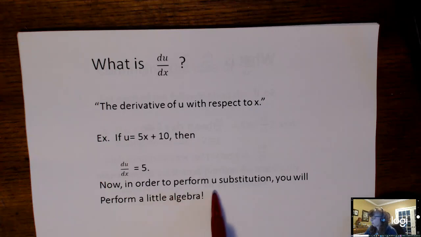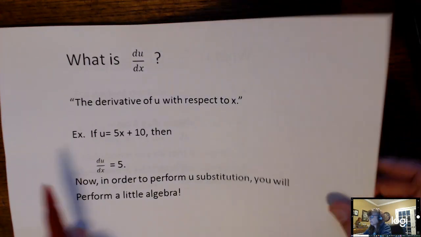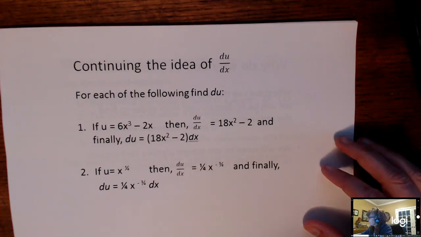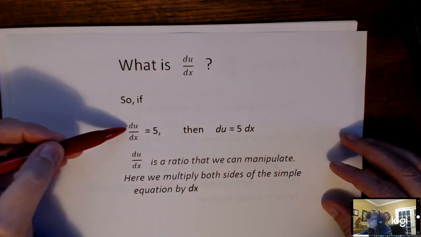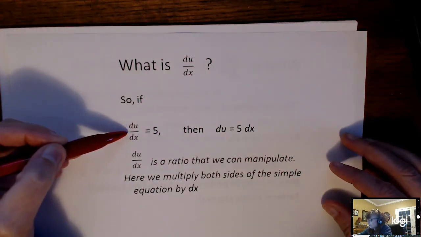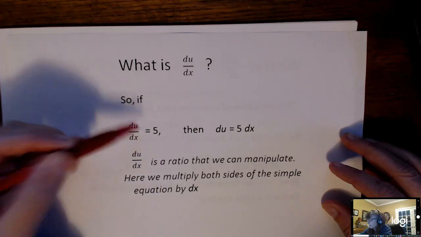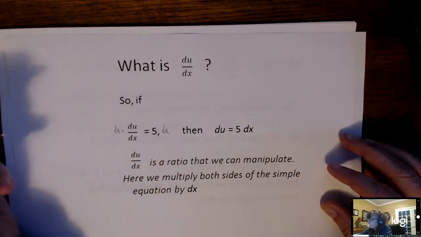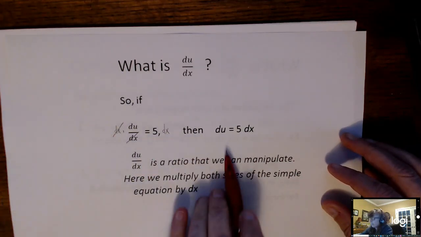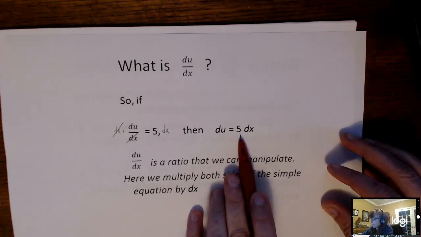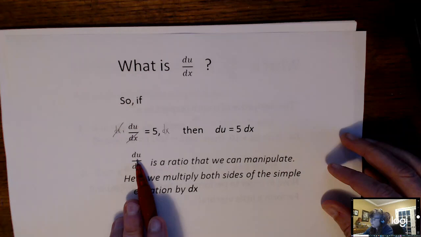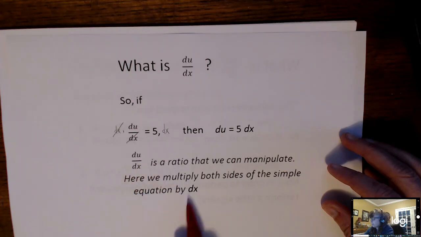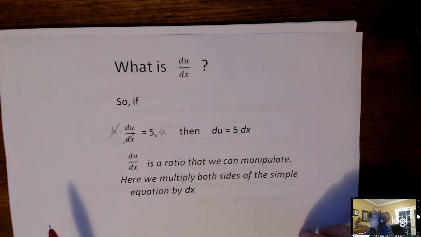Now, in order to perform U substitution, you're going to perform a little algebra. If du over dx, you can kind of treat that like a division. If du over dx equals 5, then it's a ratio that we can actually multiply both sides by dx, and those dx's cancel, and you're left with du equals 5 dx. So the derivative of u with respect to x is a ratio that we can manipulate as if that were division. So we're going to multiply both sides by dx.